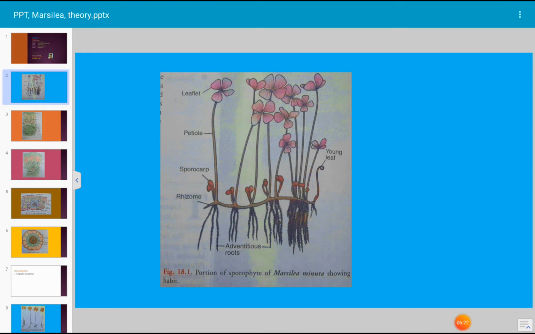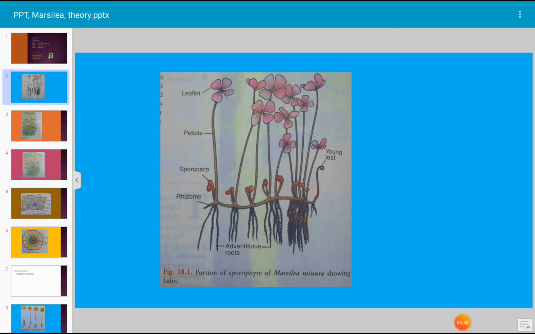Let us see the external morphology of roots. One or more adventitious roots are borne at each node on the underside of the rhizome. The adventitious roots are supporting roots. The adventitious roots may arise even from the internode in the case of Marsilea aegyptiaca. In the case of Marsilea minuta, the roots may develop laterally.